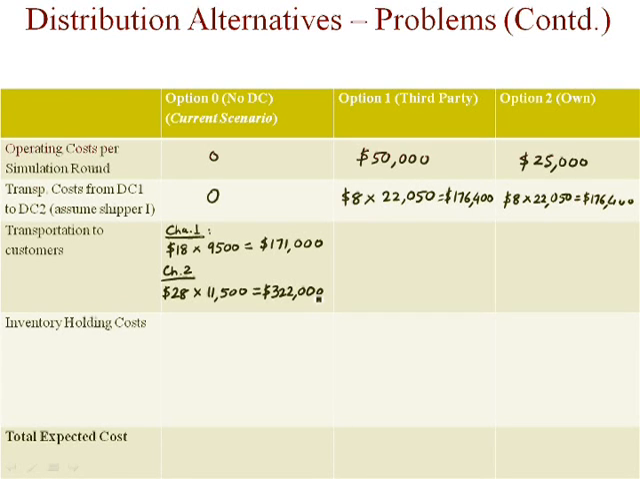So those are the costs associated with transportation to customers if you don't have a DC in region 2. Now if you have a third-party DC, then the costs are going to be somewhat lower. For channel 1, you will only incur $6. This is again from the information that we had in the previous slide, times the total sales, 9,500, which is equal to 57,000.